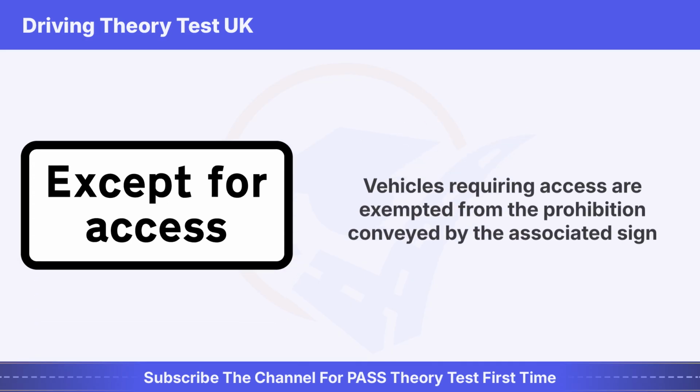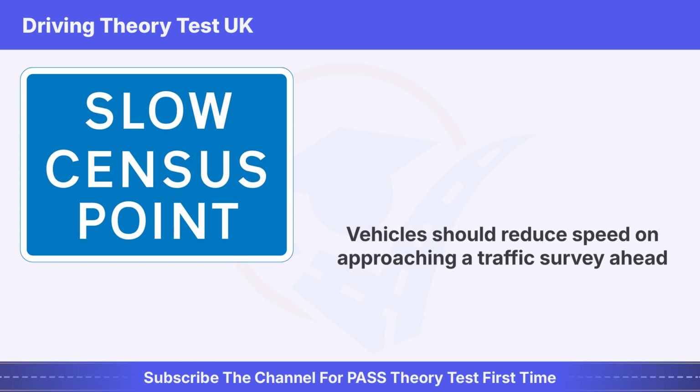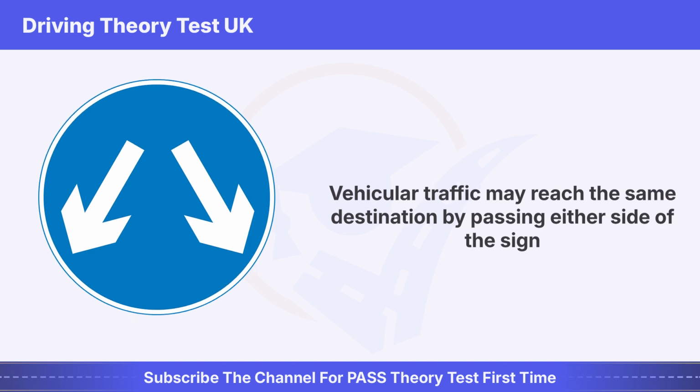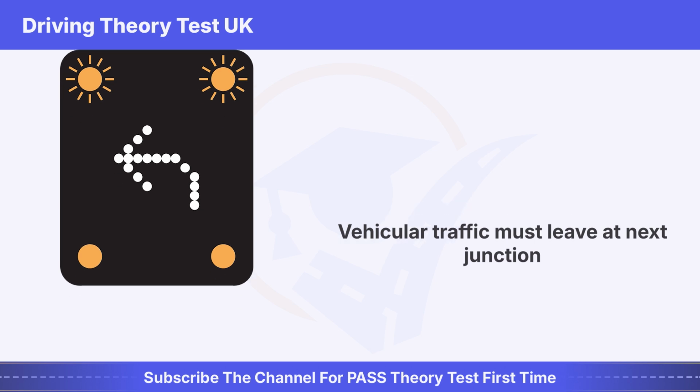Vehicles requiring access are exempted from the prohibition conveyed by the associated sign. Vehicles should reduce speed on approaching a traffic survey ahead. Vehicular traffic may reach the same destination by passing either side of the sign. Vehicular traffic must leave at next junction.